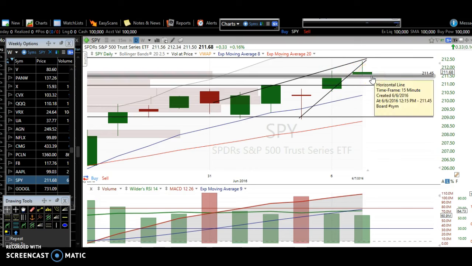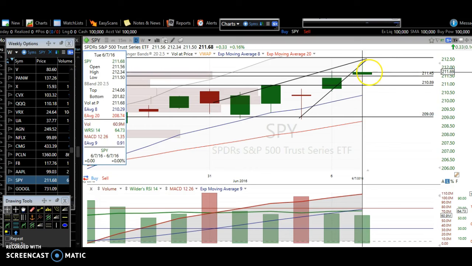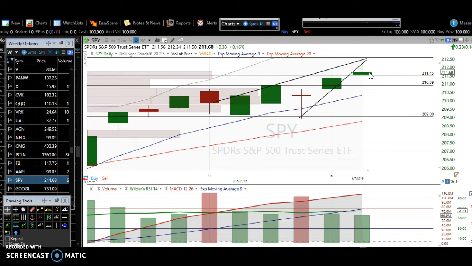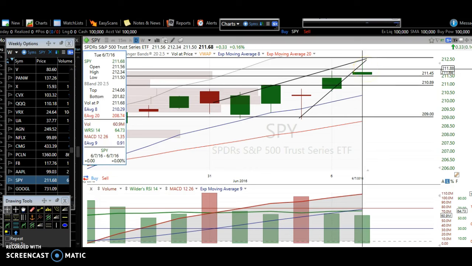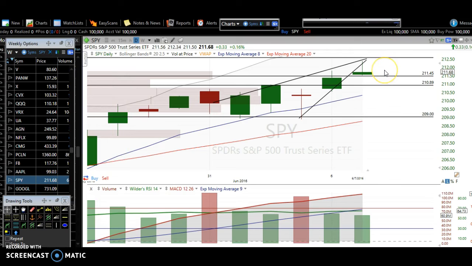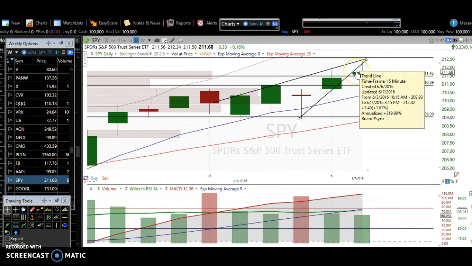So what we're going to look for is a close above today's close, so above 211.68, and even better above the high of today, so above 212.34. Both of those for me would negate this potential reversal candle right here.